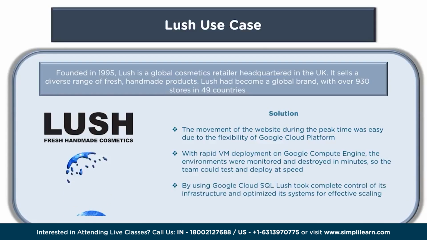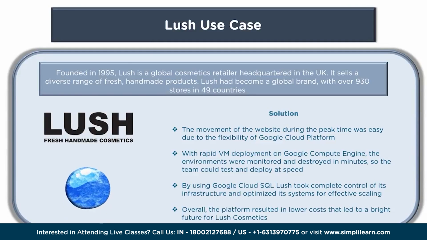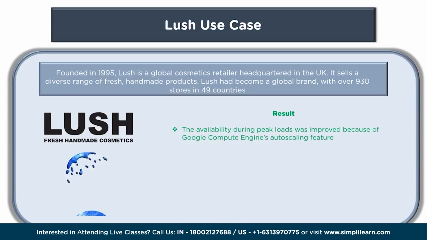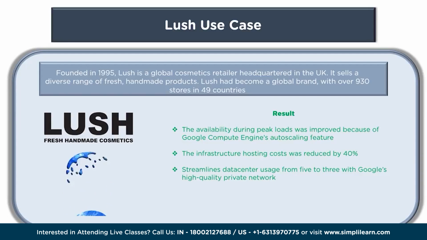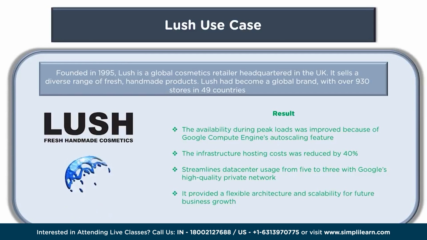By using Google Cloud SQL, Lush took complete control of its infrastructure and optimized its systems for effective scaling. Overall, the platform resulted in lower cost that led to a bright future for Lush Cosmetics. Now, what was the result of all this? Availability during peak loads was improved because of Google Compute Engine's auto-scaling feature. Infrastructure hosting costs were reduced by 40%. Streamlining data center usage from 5 to 3 with Google's high-quality private network really benefited Lush, and it provided a flexible architecture and scalability for future business growth.